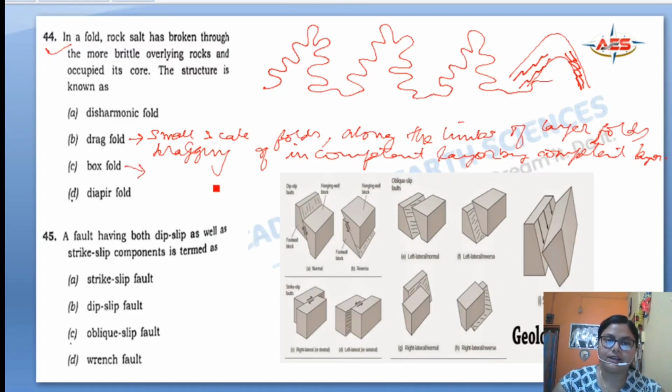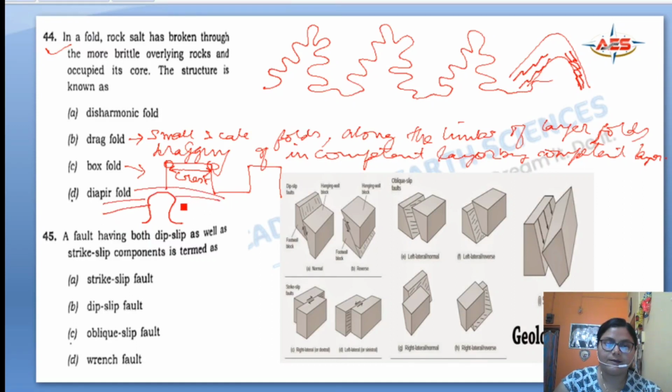Box fold क्या होता है, they look like a box. Okay, here they have a long flat crest with two hinges on either side. These are called box folds. And diapir fold क्या होता है, generally when there is a salt dome that starts to rise from beneath a brittle layer, it will break up the brittle layer.